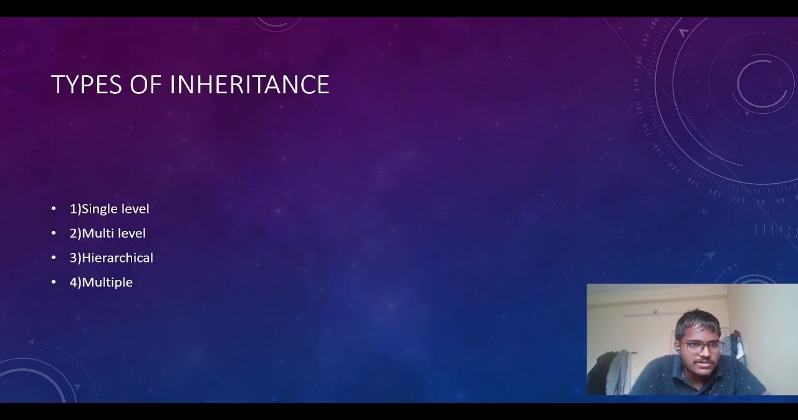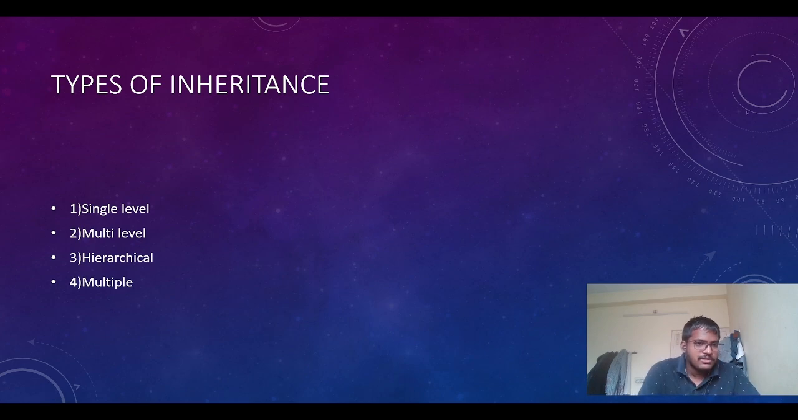Okay, in this slide we will see types of inheritance. These are some types of inheritance. The first one is single level. Single level means if only two classes participate in inheritance, then that is called single level inheritance or simple inheritance. The next one is multi-level. If more than two classes participate in inheritance vertically, then that is called multi-level inheritance. You can also say multi-level inheritance is a collection of single level inheritances.